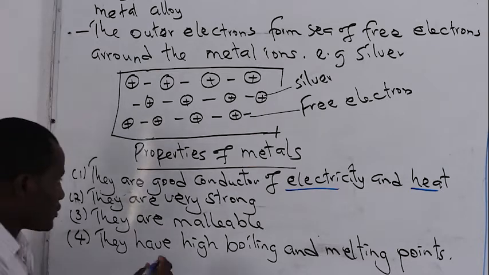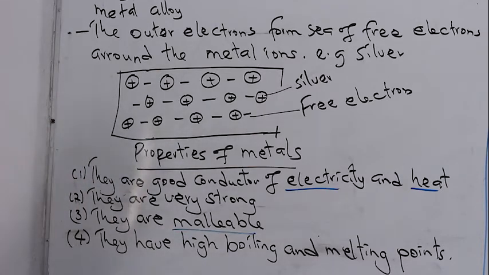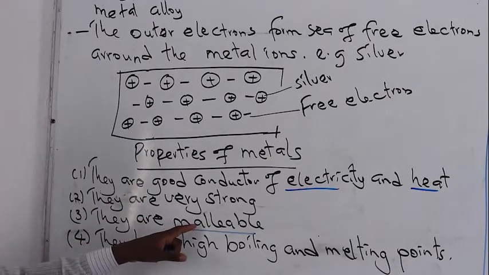Then they are malleable. Malleable means that we can hammer them to change them to different shapes. So we can have different shapes. Maybe we can have the ones which are oval, we can have others which are rectangular. So we can have different shapes by hammering or using a hard substance.